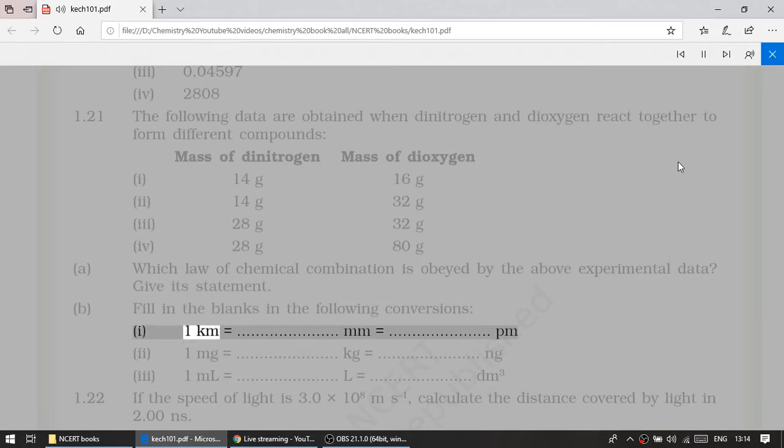1. 1 km = ___ mm = ___ pm. 2. 1 mg = ___ kg = ___ ng. 3. 1 mL = ___ L = ___ dm^3. 1.22 If the speed of light is 3.0 × 10^8 m/s, calculate the distance covered by light in 2.00 ns.